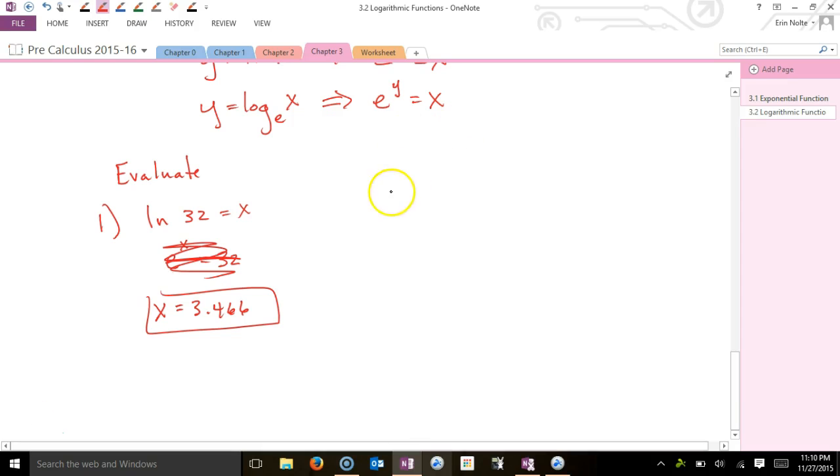Let's throw this one out. e to the natural log of 4. Why is it 4? Because it cancels out, right? The base cancels out because they're the same. So natural log properties are the same as the regular properties. Right? Okay.